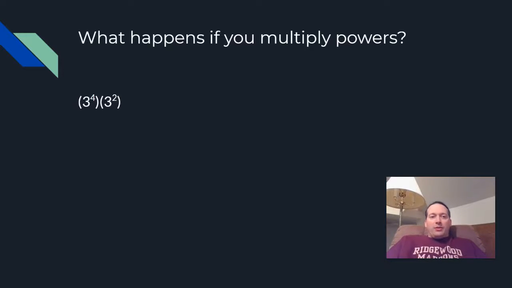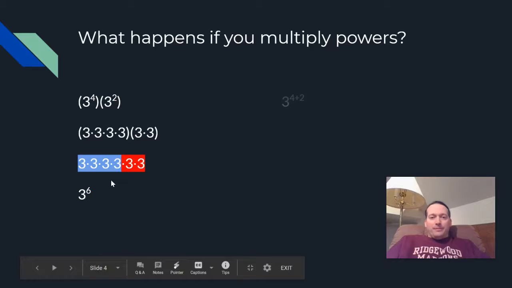So let's look at this one, 3 to the 4th times 3 squared. So what does this actually mean? 3 to the 4th means 3 times 3 times 3 times 3, and 3 squared means 3 times 3. So if you notice, this is just one giant multiplication problem. The blue represents 3 to the 4th, red represents 3 squared. Written this way, you can clearly see it's actually 3 to the 6th. So what we're going to do is look at a way to get from here to here pretty quickly.